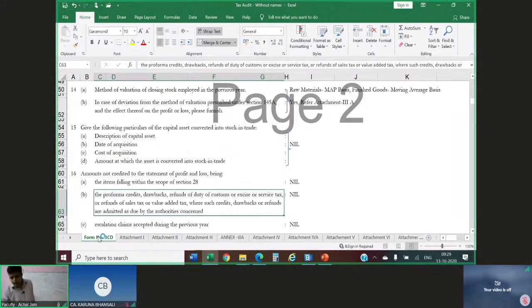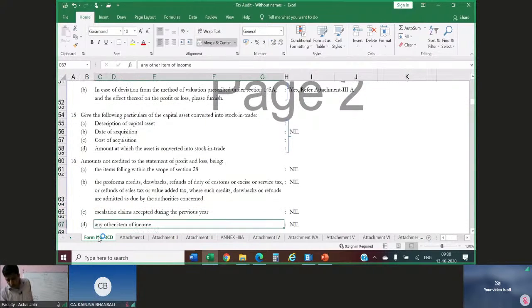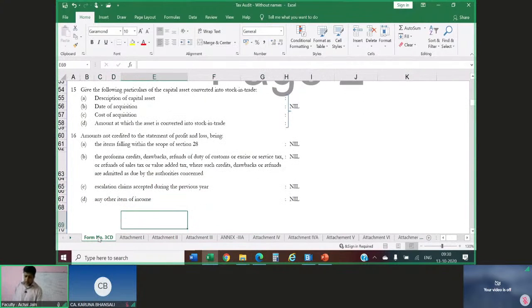Okay. Then comes the next point, that is clause number 15, which says give the particulars of capital asset converted into stock in trade during the year, wherein the description of capital asset should be given, date of acquisition should be given, cost of acquisition should be given, and the amount at which the asset is converted into stock in trade should also be given. In this case, it's nil, because the entity did not convert any capital asset into stock in trade. But in certain cases, this happens.